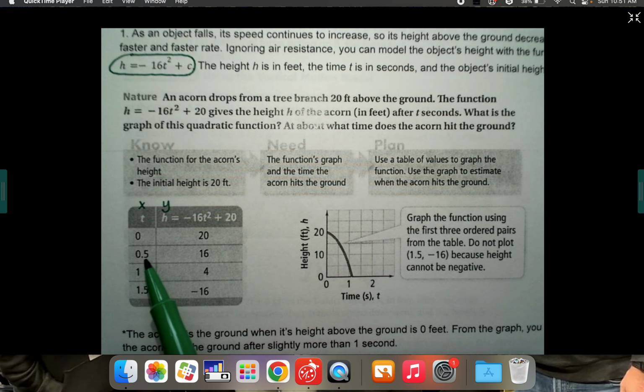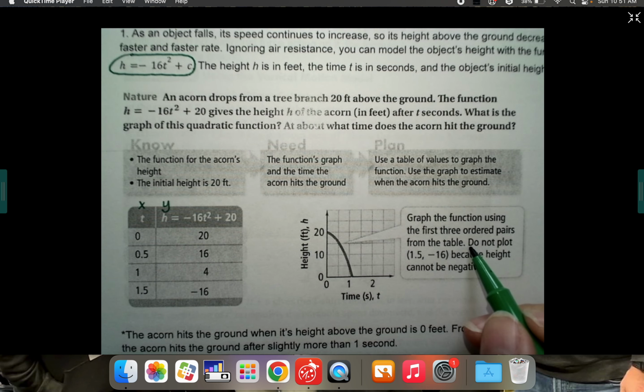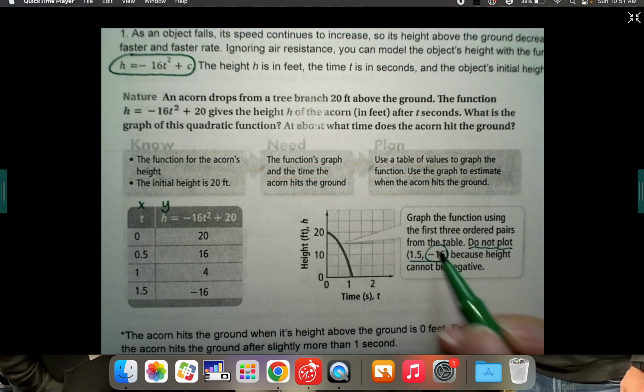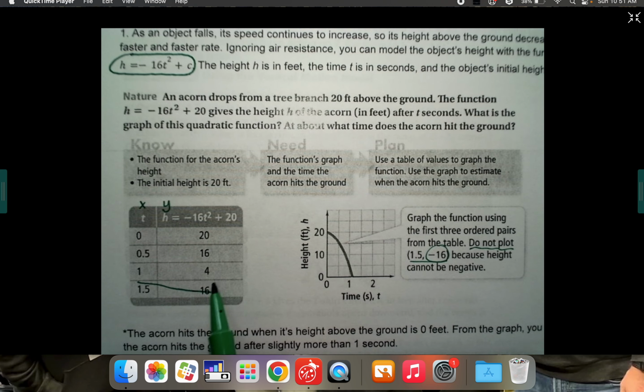At 0.5 seconds, it's already fallen to 16 feet. At 1 second, it's increasing its speed. It's already fallen to just 4 feet above the ground. And at 1.5 seconds, when you do the math, it would be negative 16, but I like that they said this here. Do not ever plot the point negative 16 because you can't have a negative height. So this one would not be plotted. It was just to see where it hits the ground.